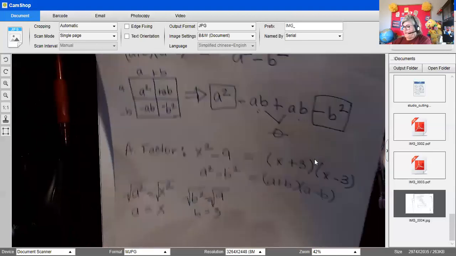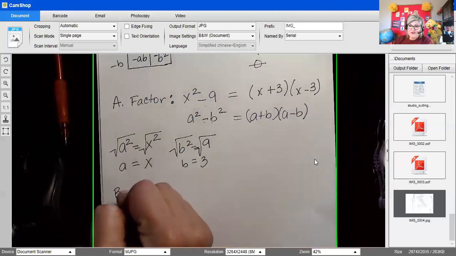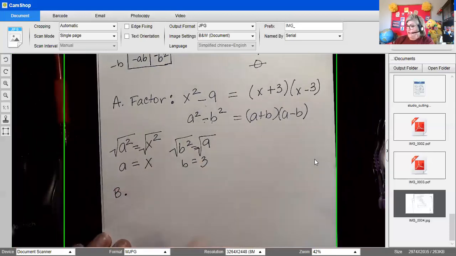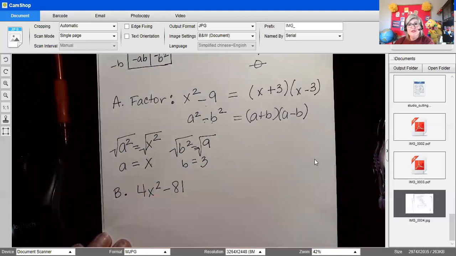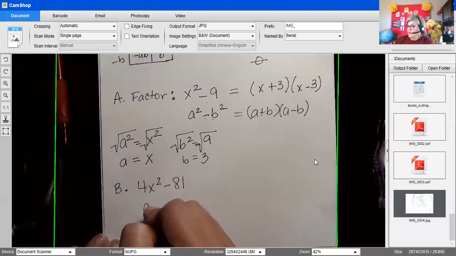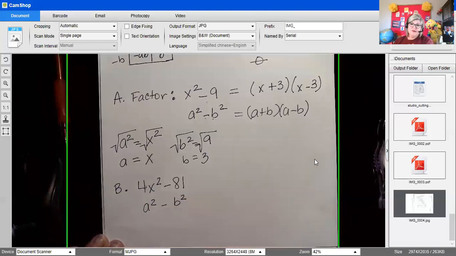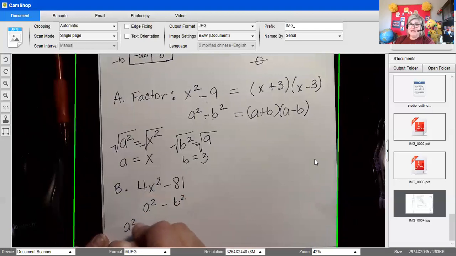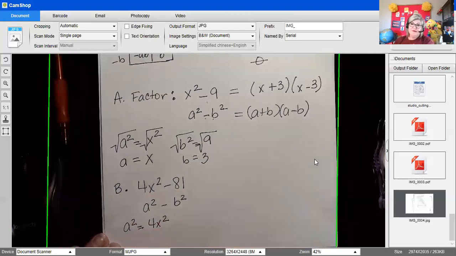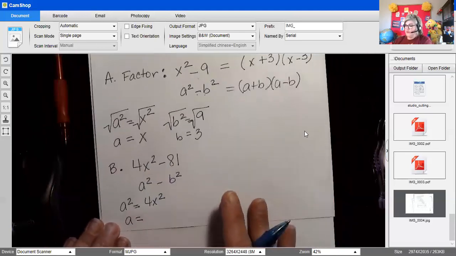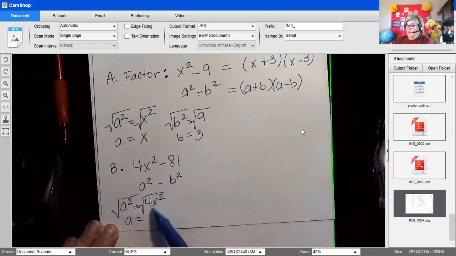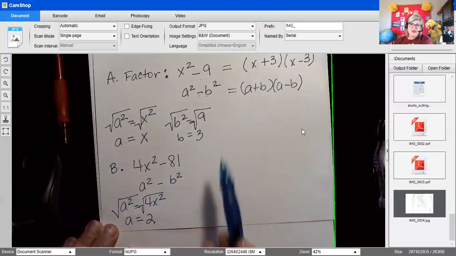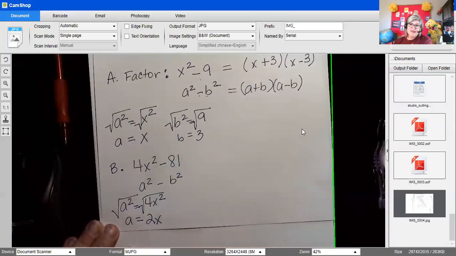The next one that they ask us to factor is going to be 4x squared minus 81. It doesn't have a middle term, so we know that we are dealing with the difference of two squares. We simply set what our a and b are equal to. We have a squared is equal to 4x squared, so a is equal to the square root of 4x squared. The square root of 4 is 2. The square root of x squared, as you told me up here, is x. So our a is equal to 2x.